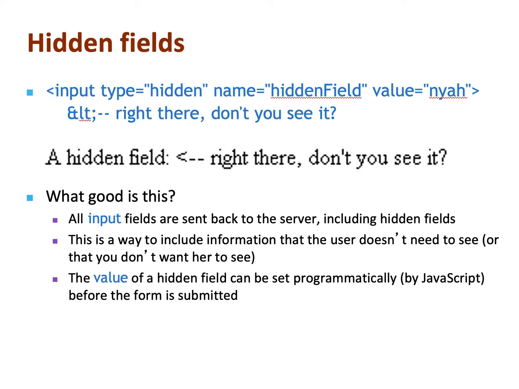So what is this good for? All input fields are sent back to the server, including hidden fields. So this is a way that we can include information that the user doesn't need to see, or that you don't want them to see. The value of a hidden field can be set programmatically by JavaScript before the form is submitted. It just makes our life a bit easier if we want to get a specific value based on whether the user did or didn't do something within the form.